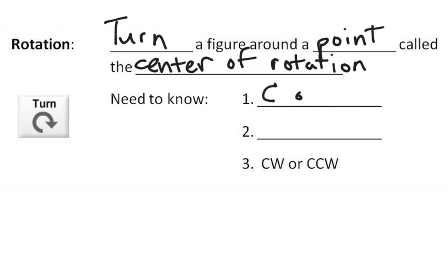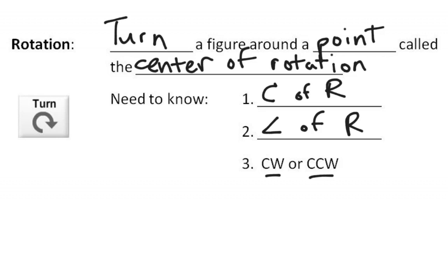So center of rotation. We need to know how much we're turning it, so angle of rotation. I should have put an F there. So we need to know the center of rotation and the angle of rotation. And we also need to know whether we're turning it clockwise or counterclockwise. And that's what the CW and CCW mean.